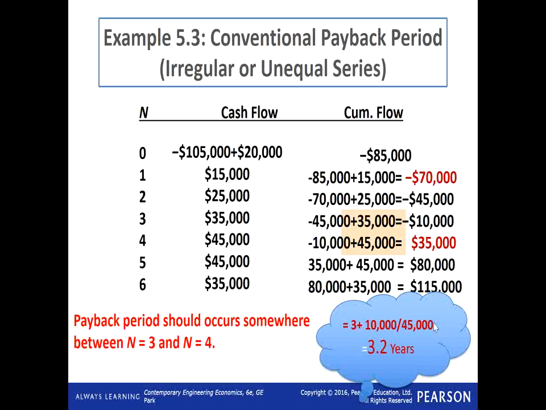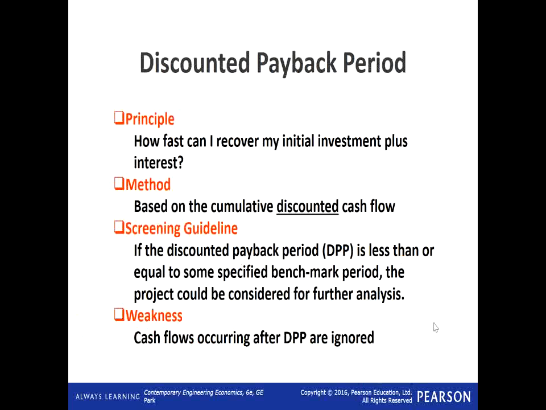Okay, it's clear. Just try to have more practice. Now, in the previous method, we have seen that it does not consider the time value of money. Now, if we make a slight change in the payback period method, we call it the discounted payback period method. That is, how long will I take to recover my investment plus the time value, which is the interest. Now, this method is again based on total discounted cash flows. Same guideline: if the discounted payback period is less than or equal to some specified benchmark period, the project could be considered for further analysis. But again, one of the weaknesses is that any cash flows which occur after the discounted payback period are ignored. So I'll explain the same example with this method.